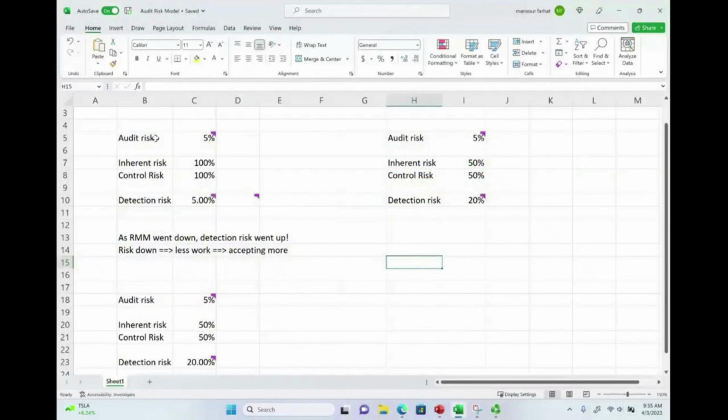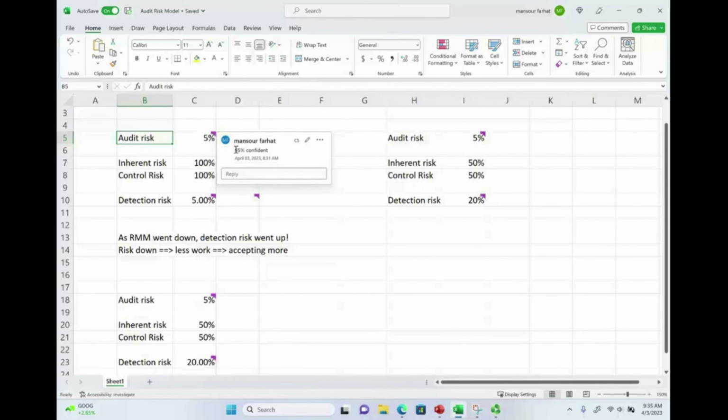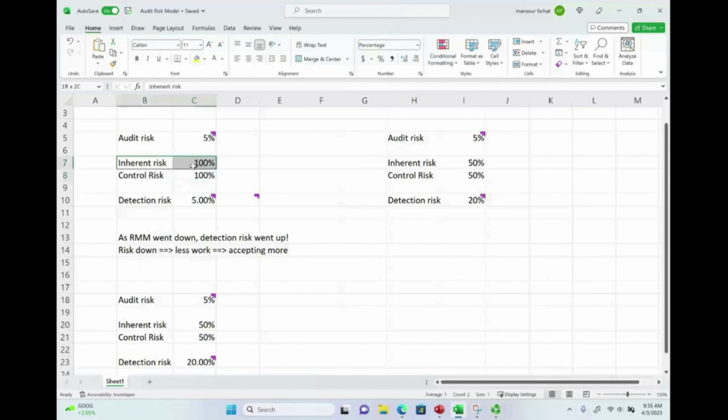On this Excel sheet, I'm starting with a scenario where I'm setting my audit risk at 5%. It means I want to be 95% confident. That's what I'm doing. Audit risk 5% means I want to be 95% confident. I am setting my inherent risk at 100%. I'm setting my control risk at 100%. What does that mean? It means the company's accounts are inherently risky, 100%. Control risk is high. I cannot rely on the controls.